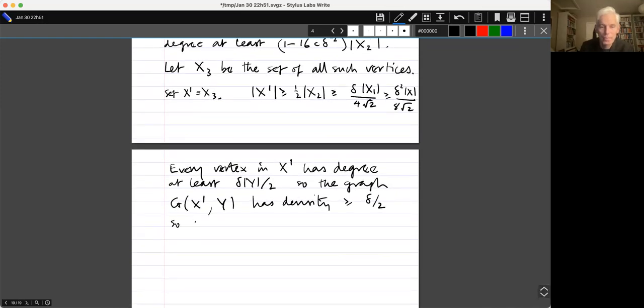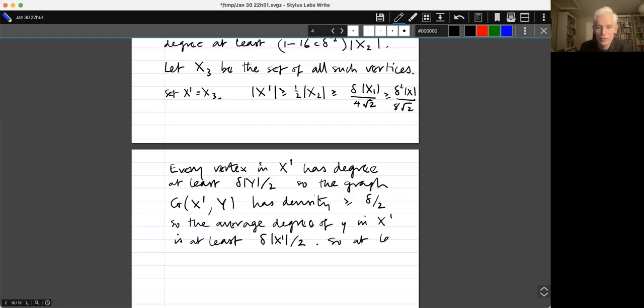So that means the average degree of a vertex in y inside x dashed. Perhaps I better write that as a separate step actually. I was going to jump a step, but so the average degree of y in x dashed, where y is chosen randomly from capital Y, is at least delta times the size of x dashed over 2.